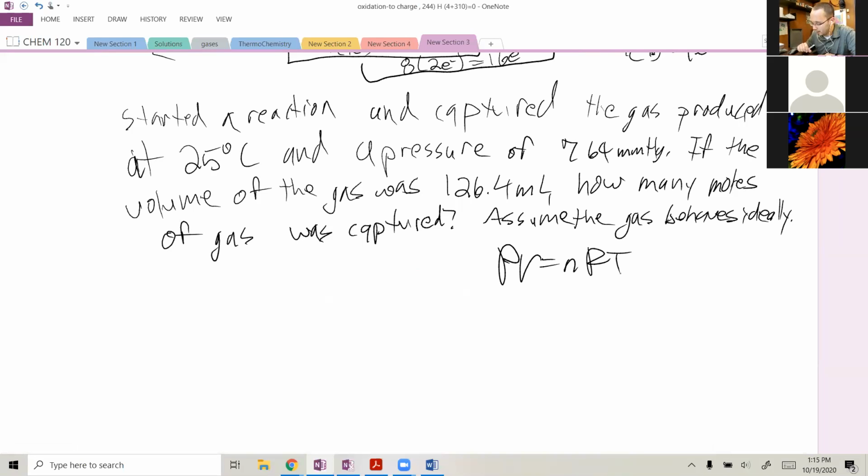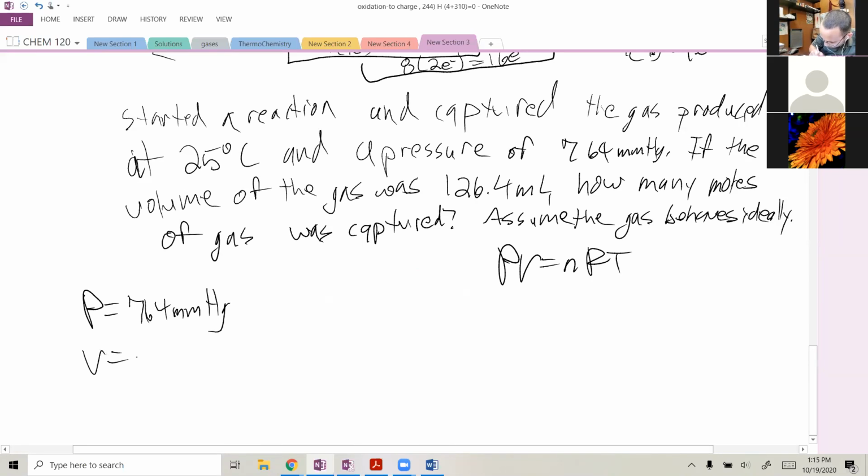All right. Now, the second part of that, as you get a word problem with this, you want to start writing down some of that information that comes up. So we have a pressure here, which is 764 millimeters of mercury. We have a volume, 126.4 milliliters. We have a temperature, 25 degrees Celsius.